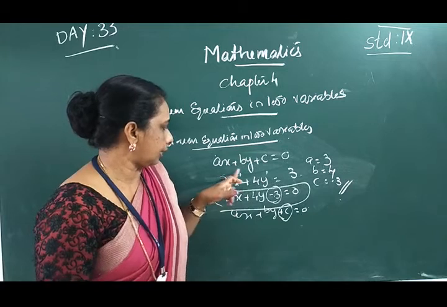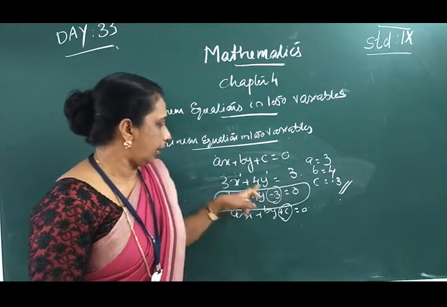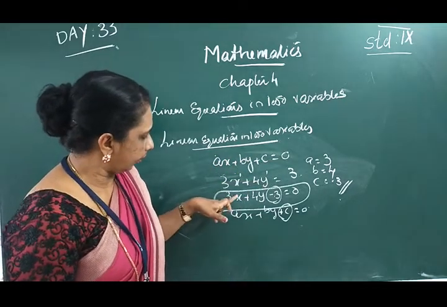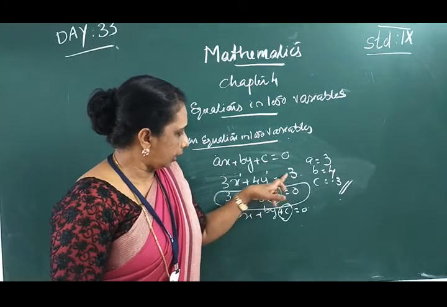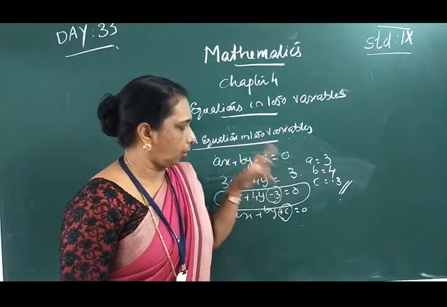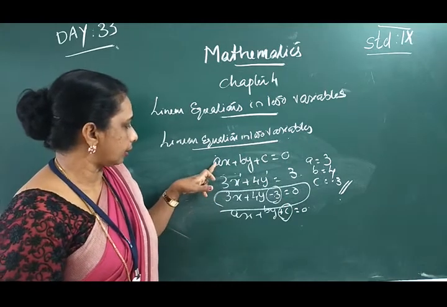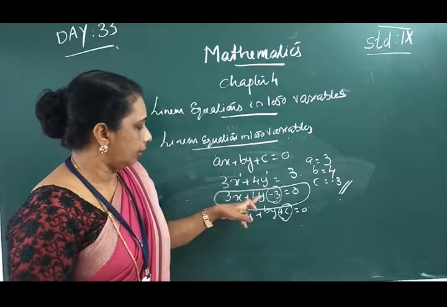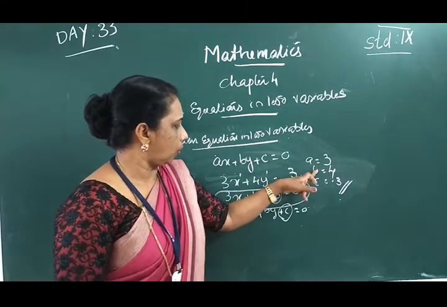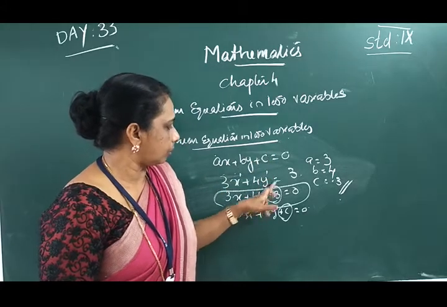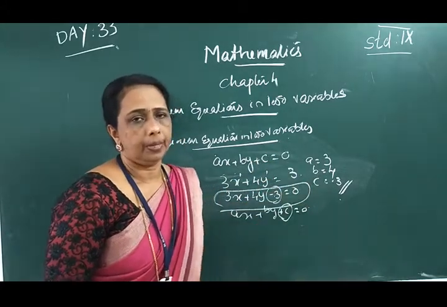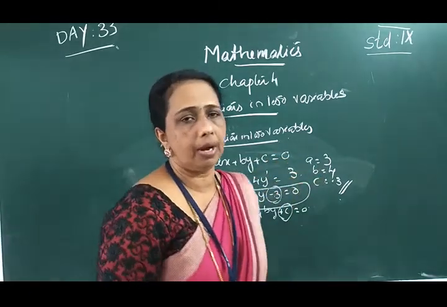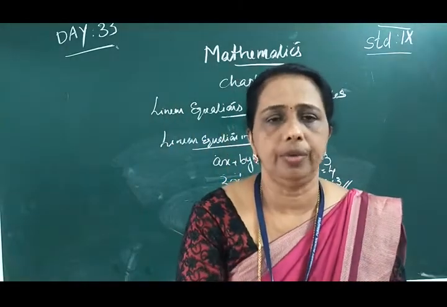The given equation is 3x plus 4y is equal to 3. We can write it in the form ax plus by plus c is equal to 0, so we rewrite it as 3x plus 4y, taking 3 to the left hand side, minus 3 is equal to 0. Here a is the coefficient of x, so a is equal to 3. b is the coefficient of y, so b is equal to 4. And c is the constant term, which is minus 3. This way we can find a, b and c from the given linear equation in two variables.